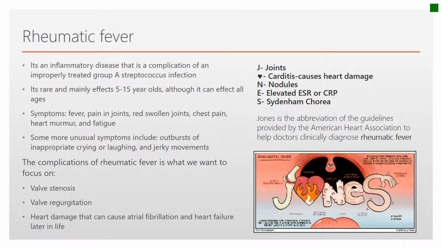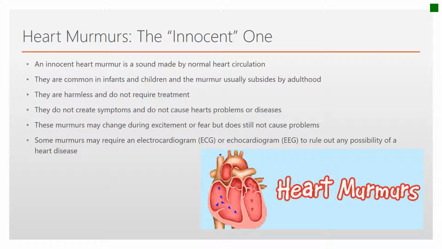It's a protein that comes from the liver, and it's released a few hours after tissue injury. So you can imagine, of course, with what we've learned, that if there's tissue injury, there's going to be inflammation. So if your CRP is elevated, it indicates inflammation usually. And then S stands for Sydenham chorea, and those are those jerky movements that are one of the unusual symptoms of rheumatic fever.